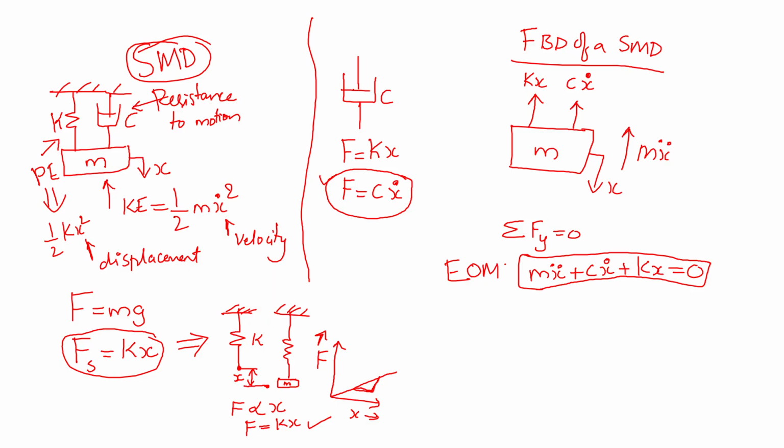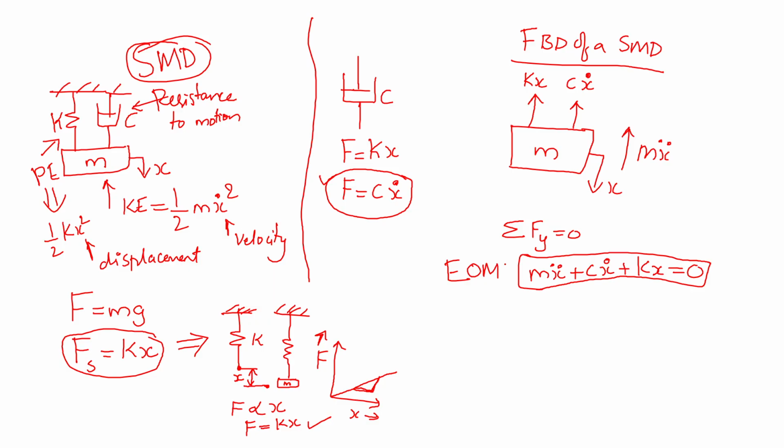Whatever we have studied till now, we have derived the equation of motion. Before that we have written a free body diagram. So we have understood what the basic elements involved in a spring mass damper system are. Now we can define what is vibration. Vibration is a motion which repeats itself after equal interval of time.